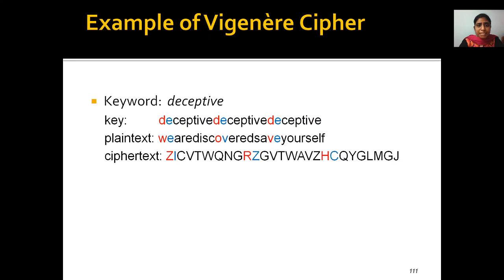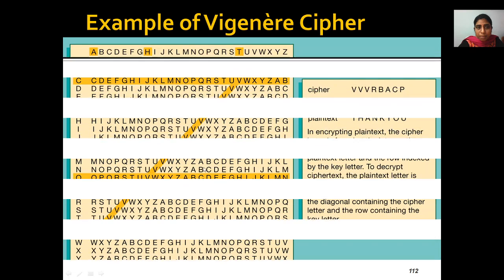Let us take an example of a Vigenere cipher. Here we have taken the keyword as deceptive. We take the length of the plaintext and, similar to that length, we write down our key. Then we rearrange them. Based upon the rearrangement, we get the key values. Let us move to the next example.